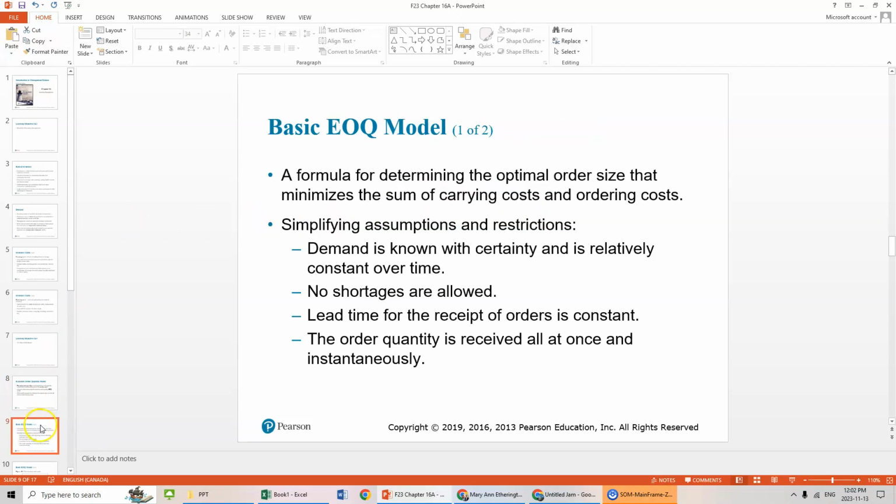The basic economic order model is a formula for determining the optimal order size that minimizes both carrying costs and ordering costs. So it minimizes your total cost. In this model, demand is known with certainty and is relatively constant over time. No shortages are allowed. There are other models that allow for shortages or probabilistic demand, but we're just going to work with this one model. The lead time for the receipt of orders is constant, and the order quantity is received all at once and instantaneously.